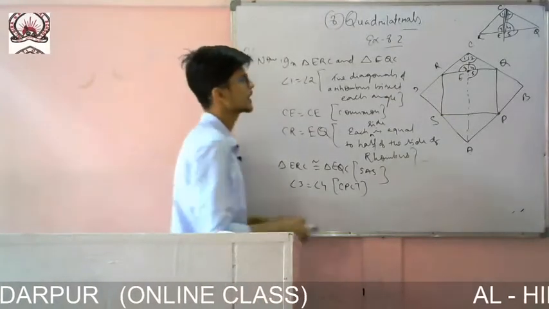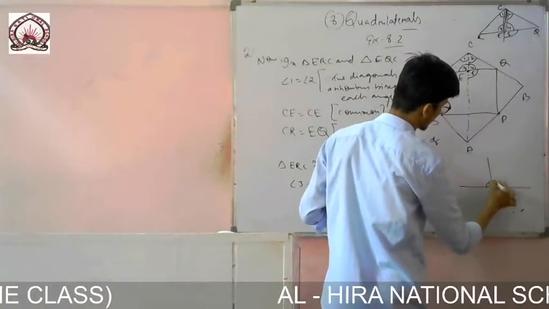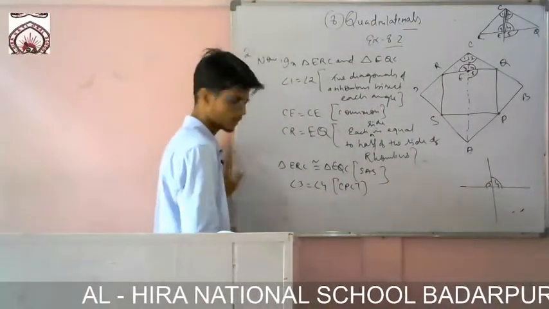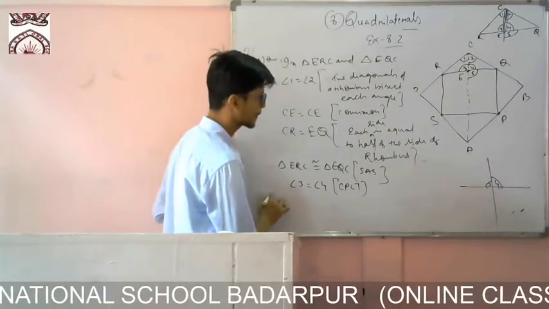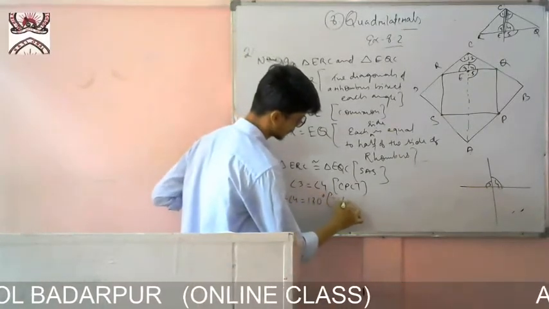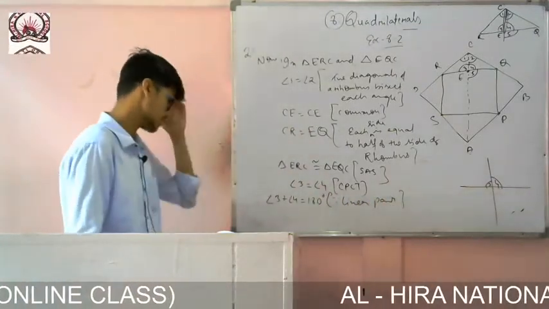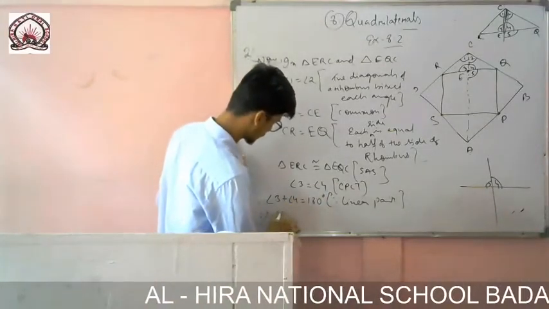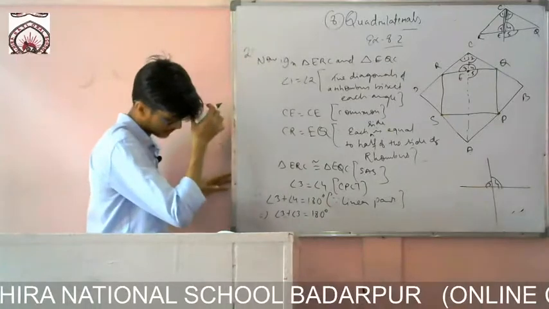But if you see here, this is a straight line, and this one is drawn like this. Angle 3 is given here, angle 4 is given here, so that means angle 3 and angle 4 are a linear pair. So you can write, since angle 3 plus angle 4 is equal to 180 degrees, since linear pair, and angle 3 is equal to angle 4, I can write angle 3 plus angle 3 is equal to 180.